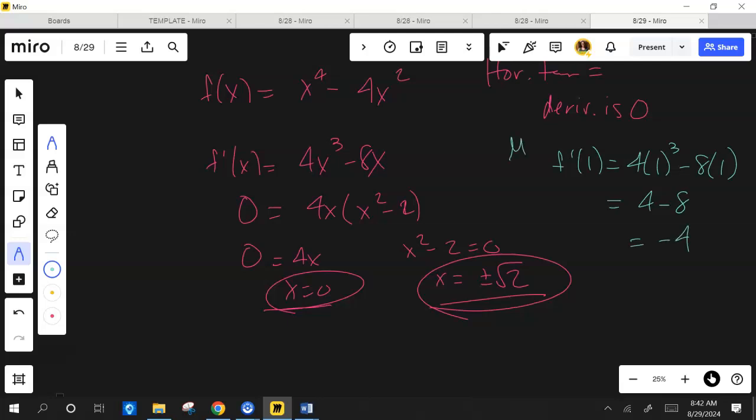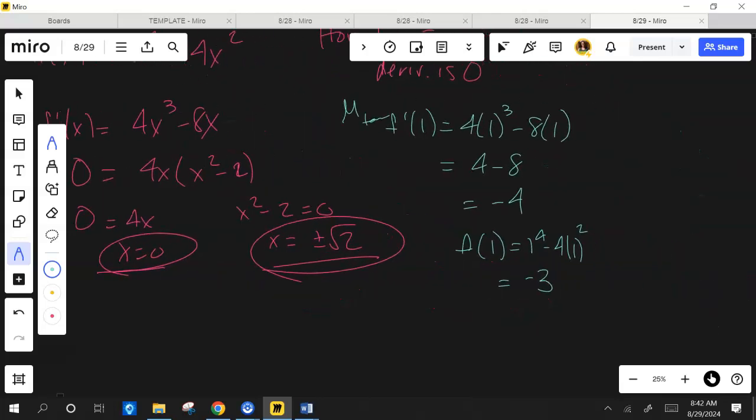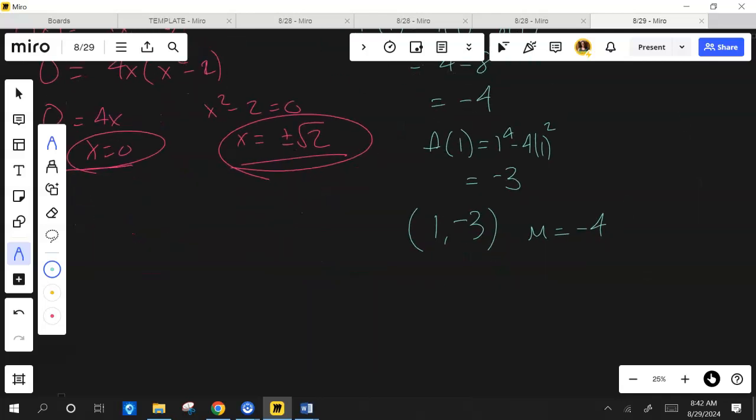All right. So this is my slope of my tan line. I need what to write an equation of the line? Point and a slope. I have a slope. I need a point. How do I find the point? The original equation. f of 1 would be 1 to the 4th minus 4 times 1 to the 2nd, which would be negative 3. Point is 1, negative 3. My slope is negative 4. Write the equation of the line.